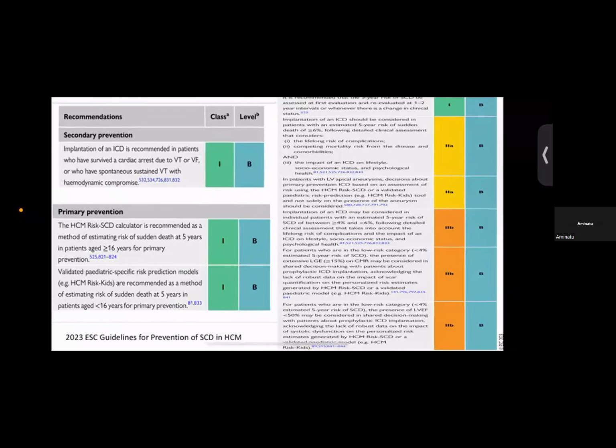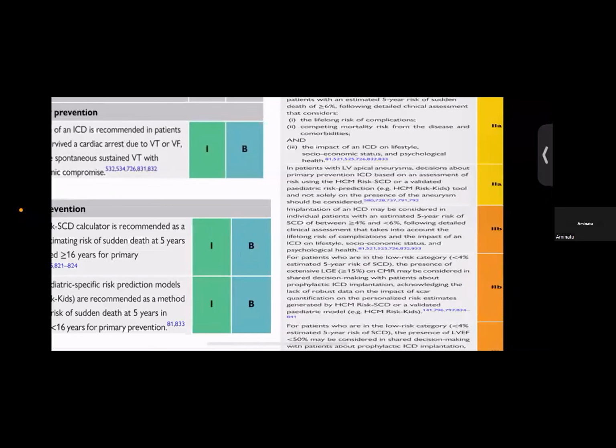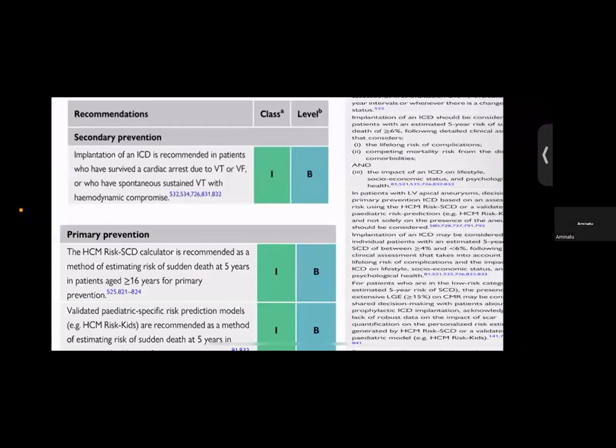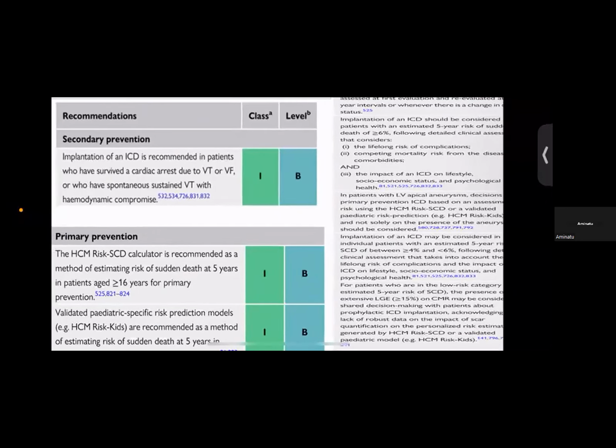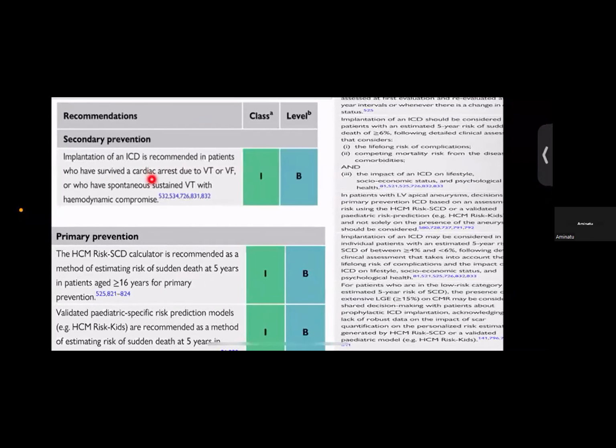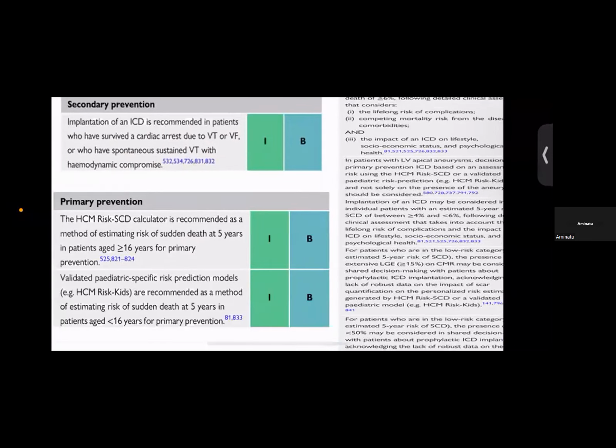It's extensive, but most important here is the primary prevention. So it says implantation of an ICD is recommended in patients who have survived a cardiac arrest due to VT or VFib, or who have spontaneous sustained ventricular tachycardia with hemodynamic compromise. This is a class 1 recommendation. So this is for secondary prevention.